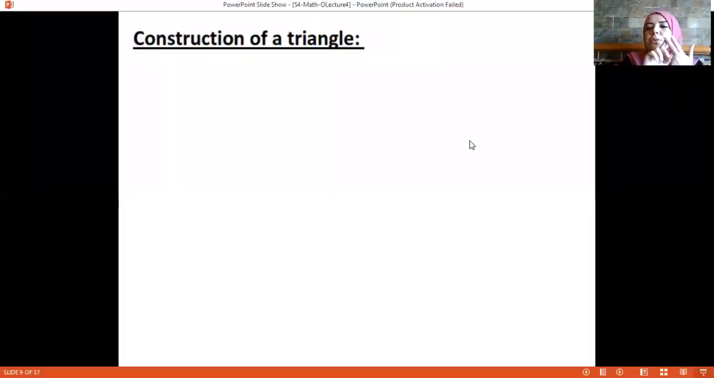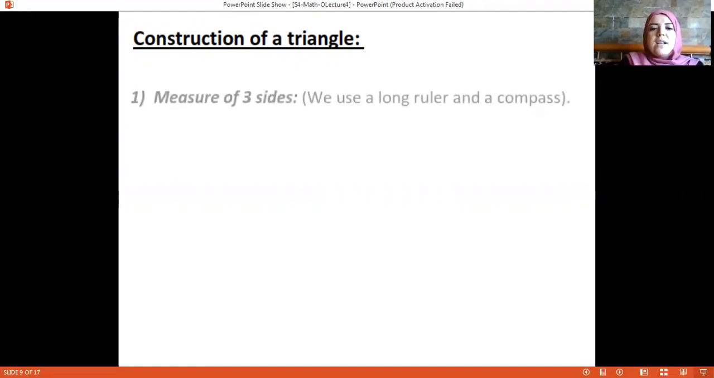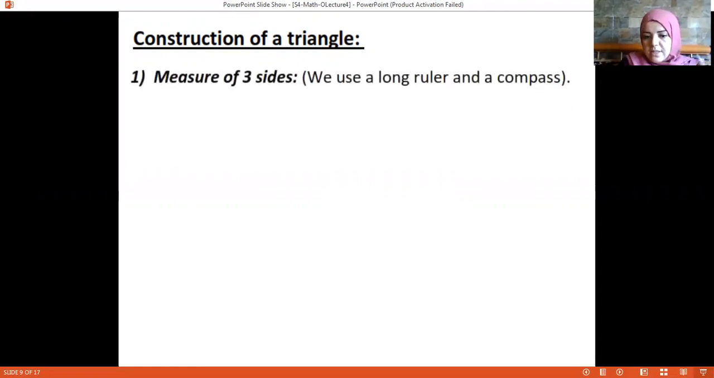And I would give you two sides and one angle, and two angles and one side. Let us start with the first case. Suppose I told you to draw or construct a triangle where I gave you three sides. You have to know that you need to use a ruler and a compass.